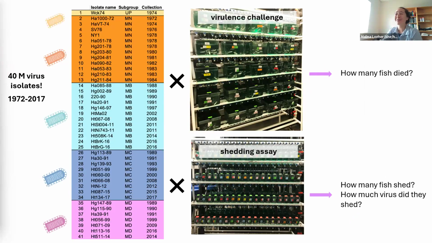So just a quick little snapshot of what these studies look like. You'll see a lot of tank photos among all of our presentations, but you can ignore the metadata details of all of our isolates. This is what our virulence challenges look like. We have group immersion challenges and then the shedding assays that match them to answer our questions about survival and shedding phenotypes.